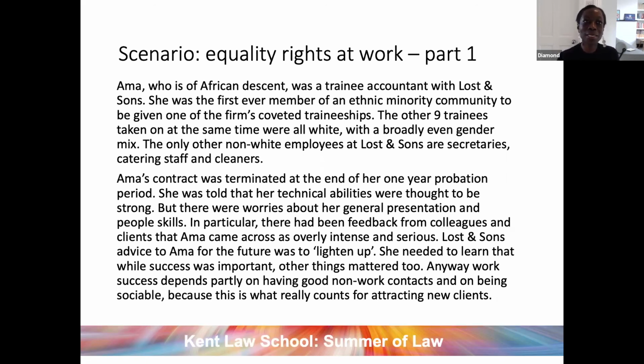So it's not just that it's difficult gathering the facts. You could have some sort of, I know, a tape recording of one of the partners in the accountancy firm actually saying, we don't want to employ any black women, but you don't get that sort of evidence. So that will be difficult in itself.